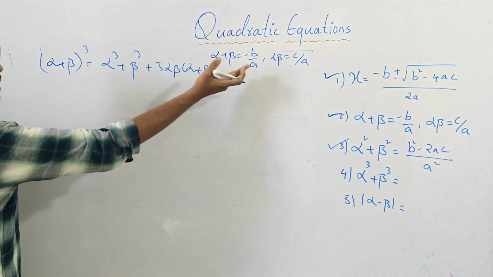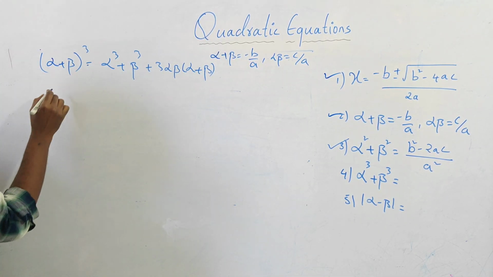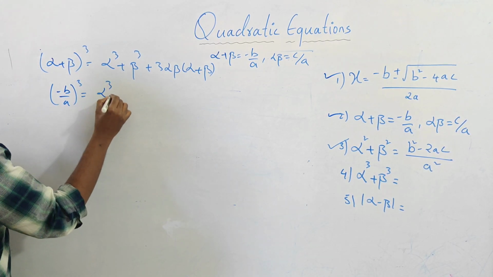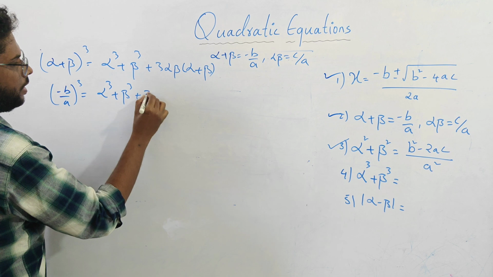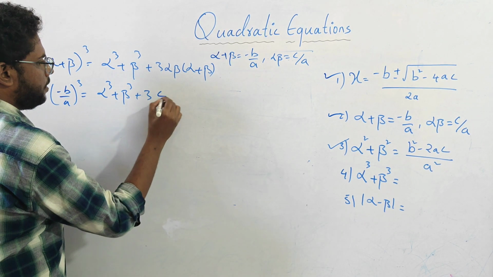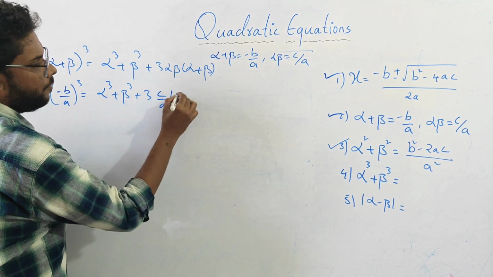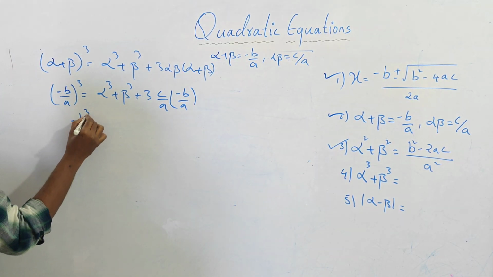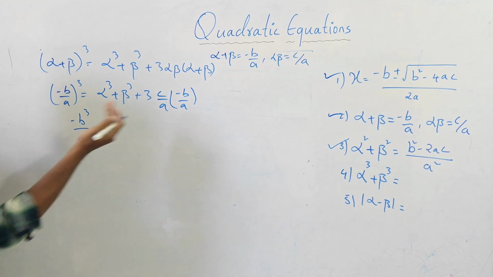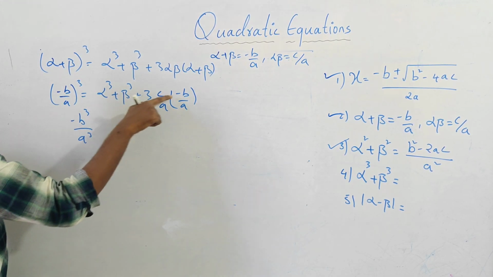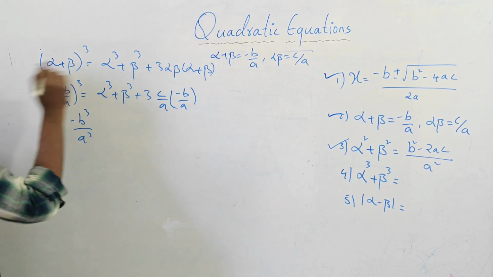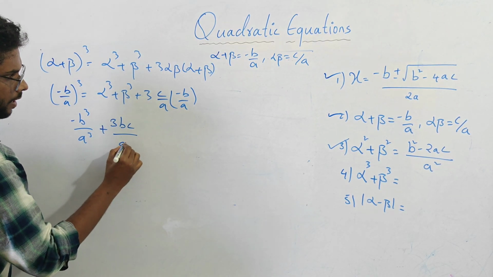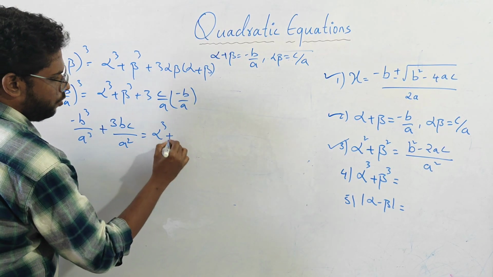Already we have these values here. Substitute, what do you get? Alpha plus beta, what is that? Minus b by a, whole cube, equal to alpha cube plus beta cube plus 3 alpha beta times alpha plus beta. What is alpha beta? That is c by a, and alpha plus beta is minus b by a. Simplify, what do you get here? We get minus b cube by a cube. If I bring this term here, what will it become? Plus into minus, minus. If I bring it here, it will again become plus, so we can write 3bc by a square, which is equal to alpha cube plus beta cube.